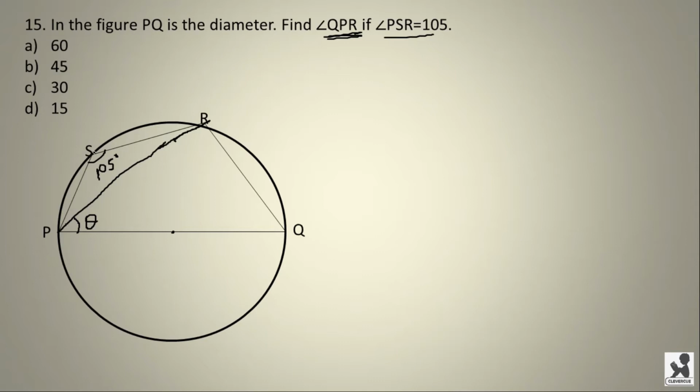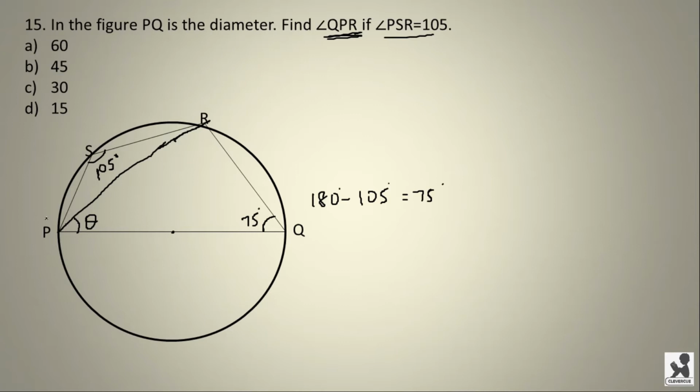we can see that PQRS is a cyclic quadrilateral, and hence the sum of the opposite angles will be 180 degrees, and so angle PQR is 75 degrees. How? 180 minus 105 degrees is equal to 75 degrees.